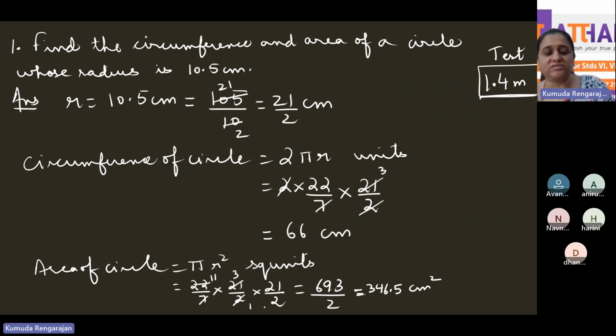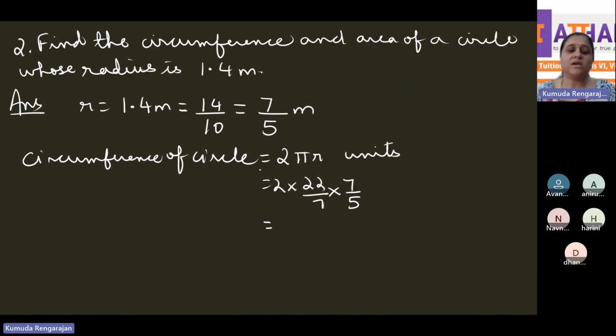Okay, you understood this, Anirudh? R square here, you understood? Yes, ma'am. Okay, so here this is 2 pi r. Circumference is 2 pi r. So 2 into 22 by 7 into r is 7 by 5. Now how do you simplify? 7 and 7 will get cancelled. Now you cannot simplify anything further. So 2 into 22 is what?